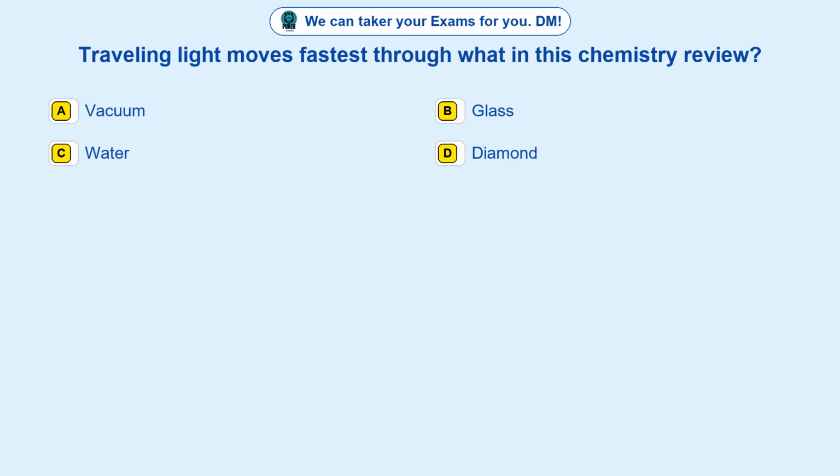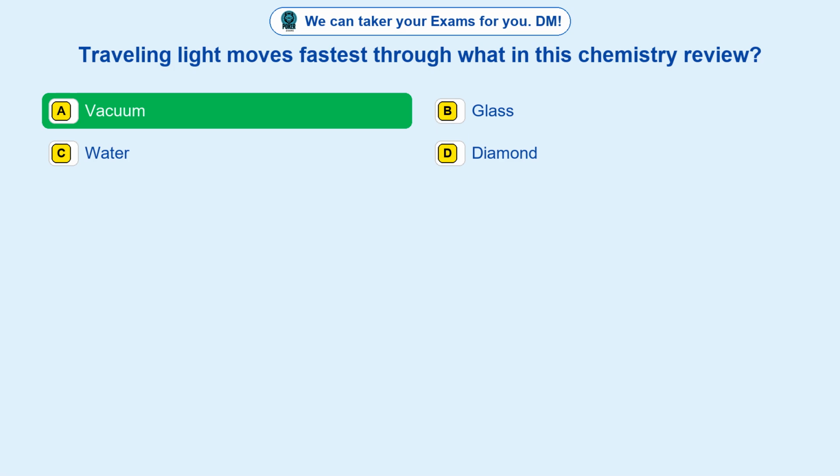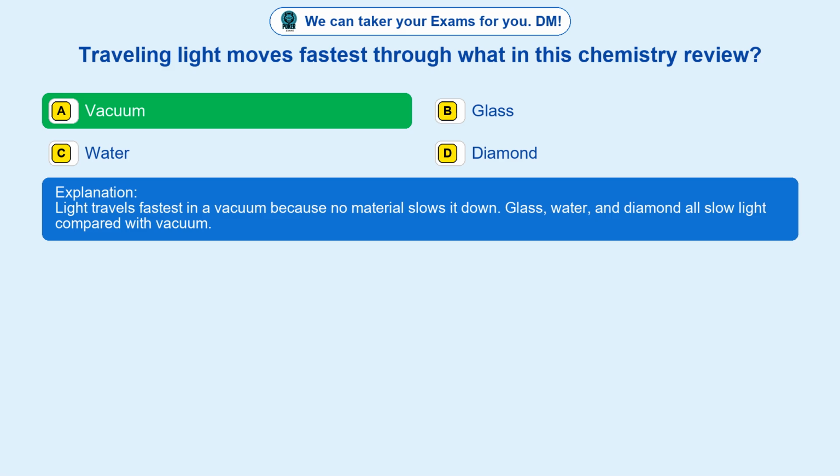Question 66. Traveling light moves fastest through what in this chemistry review? Option A, vacuum. Option B, glass. Option C, water. Option D, diamond. The correct answer is option A, vacuum. Light travels fastest in a vacuum because no material slows it down. Glass, water, and diamond all slow light compared with vacuum.